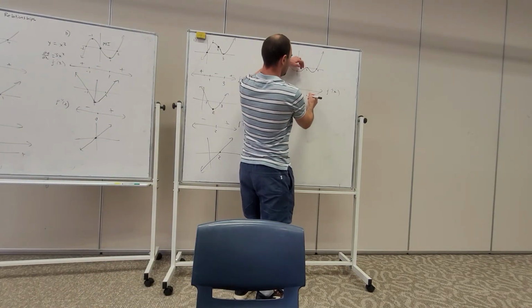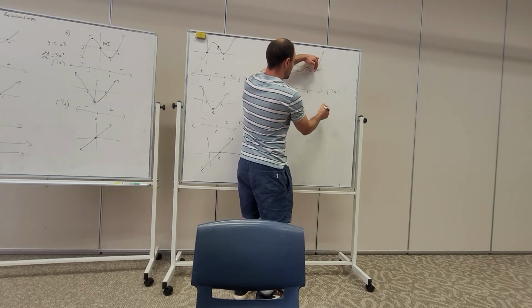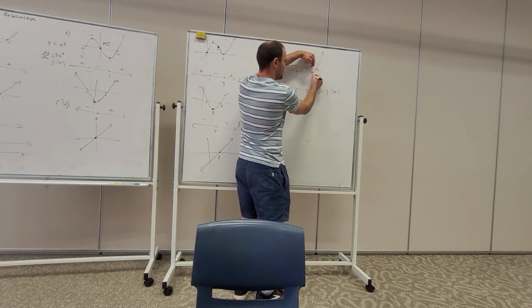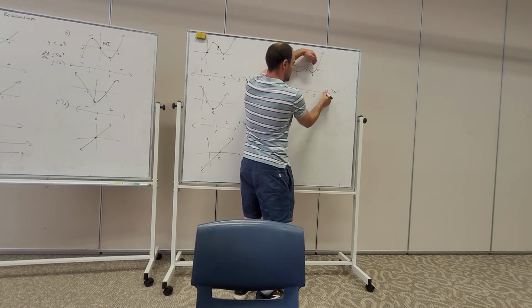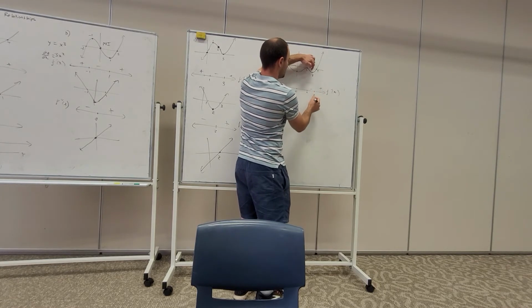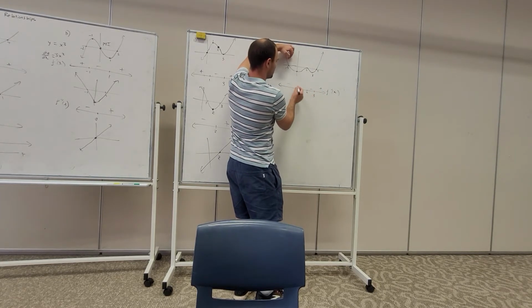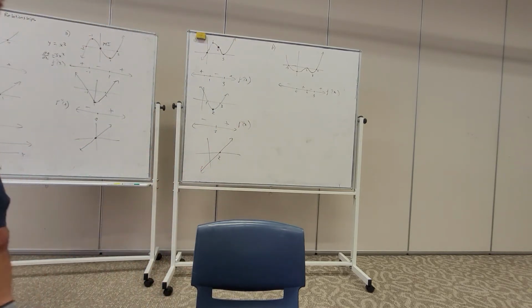0, and then we're increasing until we get to 2, and then we're decreasing until we get to 3, we can anticipate that's 3. And then we're increasing. So increasing, decreasing, that's decreasing, and that's increasing. Fair bit going on there.